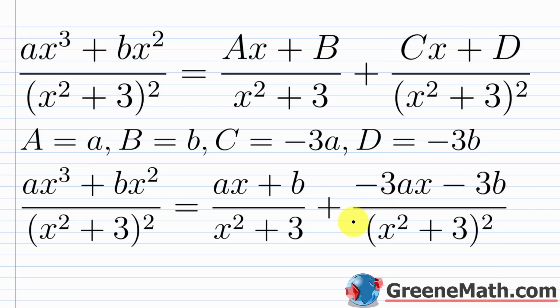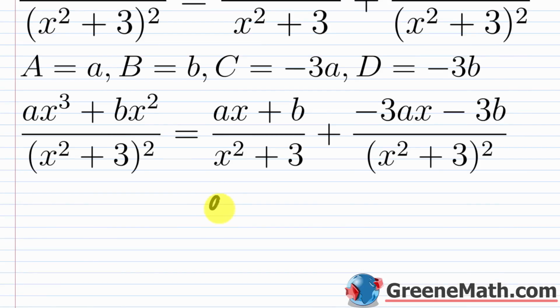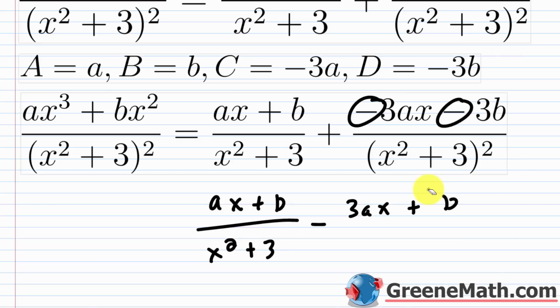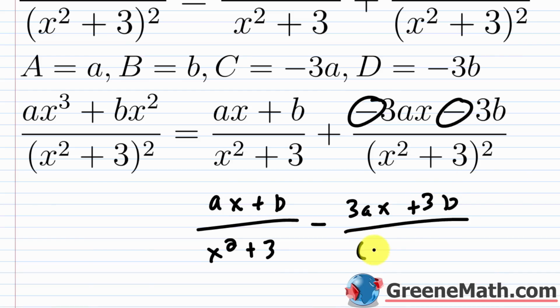And you could write this differently if you wanted to. Sometimes the book will write this as ax plus b over x squared plus 3. You could factor out the negative because it's there and there, so pull it out and put it in front. So you could write this as minus 3ax plus 3b, over the quantity x squared plus 3 squared. So this answer's fine and this answer's fine. Again, you want everything in terms of this lowercase a and lowercase b.